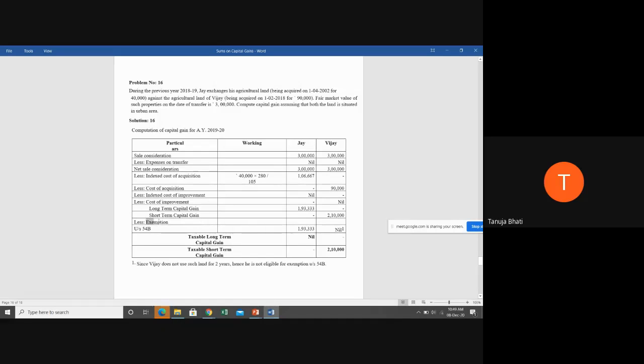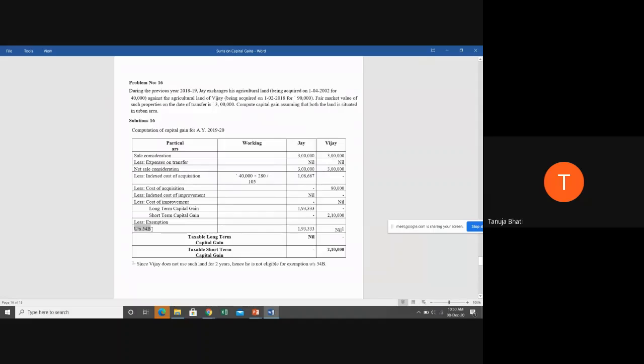Less exemption: we know we'll get exemption under section 54B. Exemption is given if you have agricultural land which you have been using for more than 2 years and then you are investing in another agricultural land. Now Vijay acquired it in 2018 and he is selling it on the date of transfer, which is 2018. Therefore, he has not used it for more than 2 years. Therefore, Vijay will not be eligible for exemption under section 54B. Therefore, it is nil for Vijay, and for J it will be applicable.